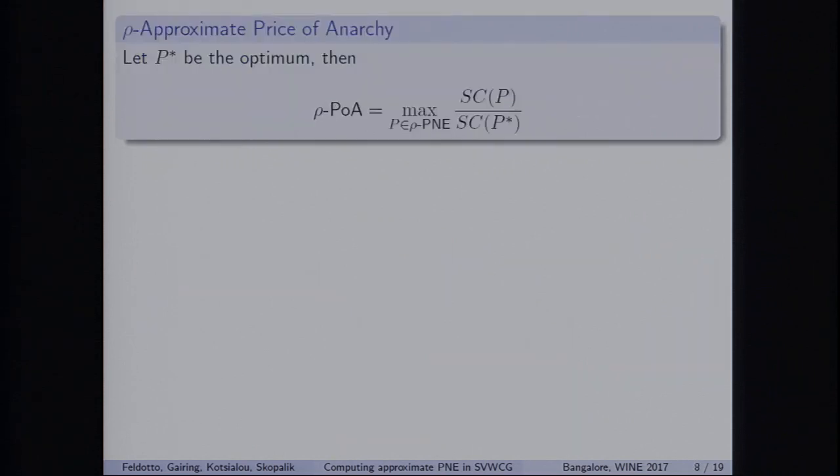So now 3 more definitions. We introduce the approximate price of anarchy, which is the worst case ratio of the social cost in an equilibrium towards the optimum. For a class of games, we take the worst case over all instances of this ratio.